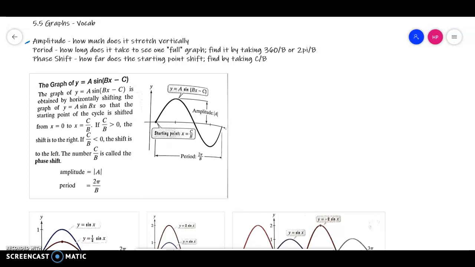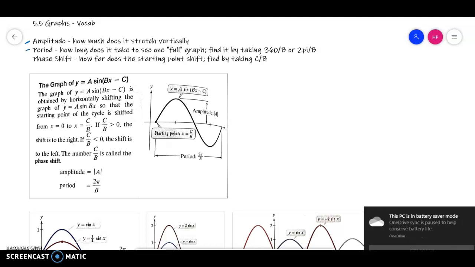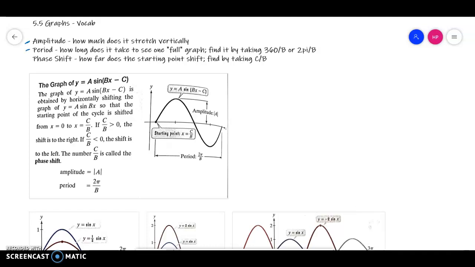The period is how long it takes to see that one full graph. And so there's a little bit of a formula for this. We can either take 360 degrees over b if we are in degrees, or 2 pi over b if we're in radians. And again, 360 in degrees is equivalent to 2 pi in radians, and that's what it took to see an entire cycle or full period of sine and of cosine. Phase shift is how far the starting point has shifted, and that is c over b.